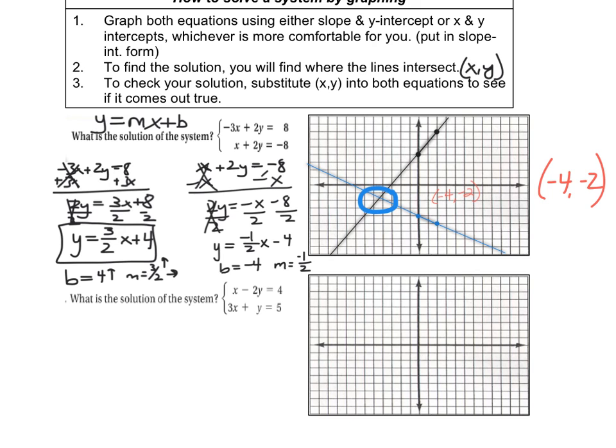So that's one example of how you're going to do these. Essentially, you're graphing two lines and telling me where they meet. You should be able to finish the examples on this page in Class Kick.